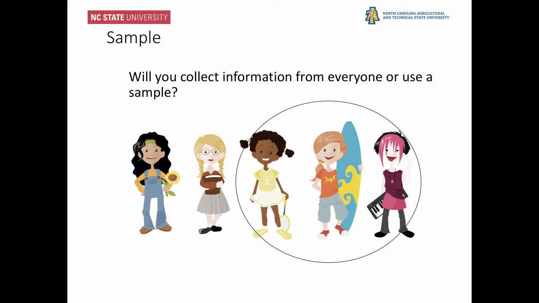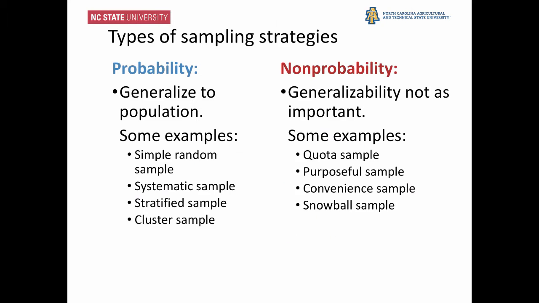Depending on your purpose, there are various sampling strategies. If you want to generalize from the sample to the population, probability sampling is necessary. Sometimes probability sampling is impossible, or you don't want to generalize to the larger group. Then non-probability sampling is appropriate. Some examples of probability samples include simple random samples, systematic samples, stratified samples, and cluster samples. Types of non-probability samples include quota samples, purposeful samples, convenient samples, and snowball samples.